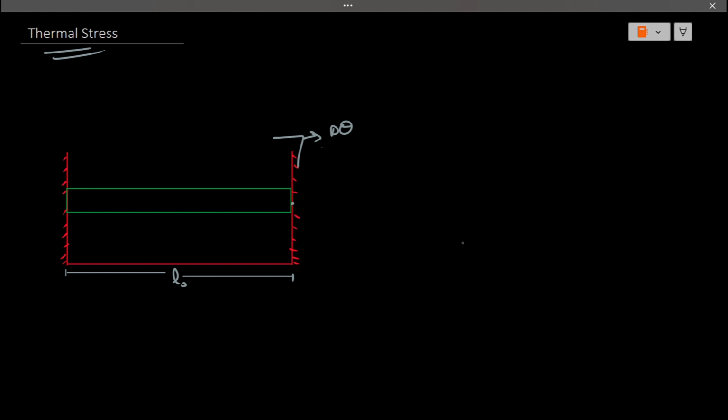So we'll be talking about the force here, right? The thermal expansion of the rod is being constrained by the wall with a force F, and we need to find this force F, right? So we'll be involving two properties of matter here. We'll be involving the thermal properties and the mechanical properties, right?